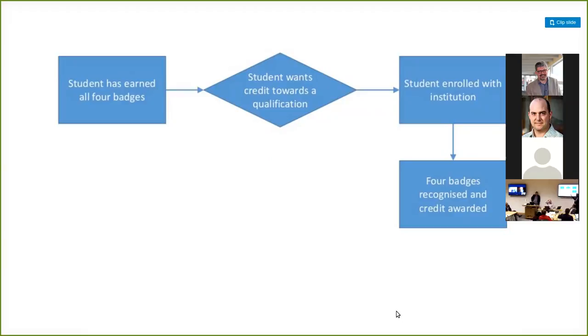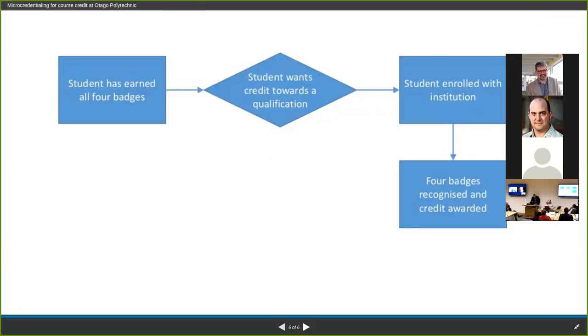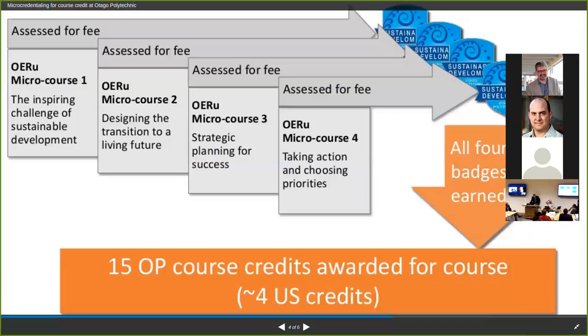Can you go back one or two? Yes, you can do that. Thank you. One more. So right here, what we're doing is we're assessing each one separately. But if you wanted to assess a whole course, you could have them complete the four micro courses and then do a more holistic assessment. You don't need to split it up like this.